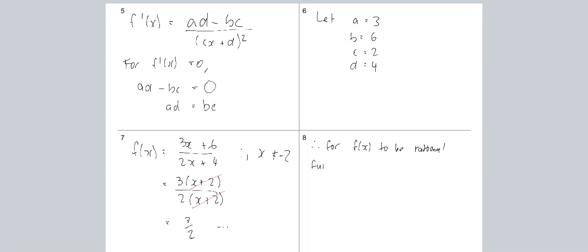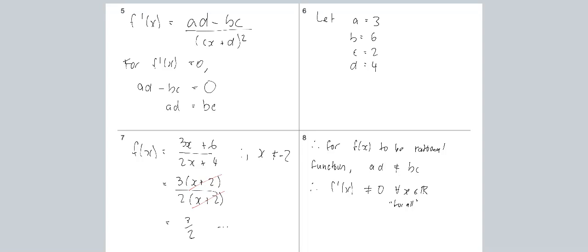for f of x to be a rational function, AC cannot equal AD, cannot equal BC. Does that make sense? AD cannot equal BC. Therefore, f dash of x does not equal 0. Do you want some fanciness? For all x. That upside down A means for all x. For all x in the real set.